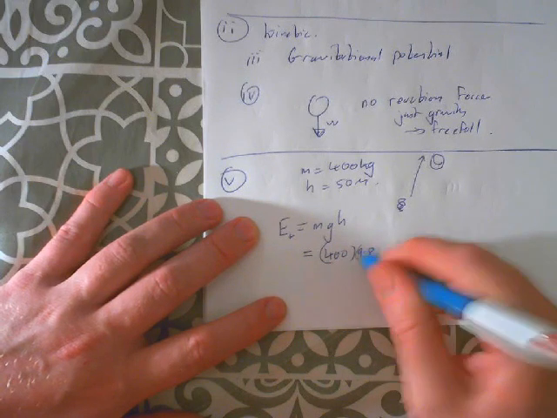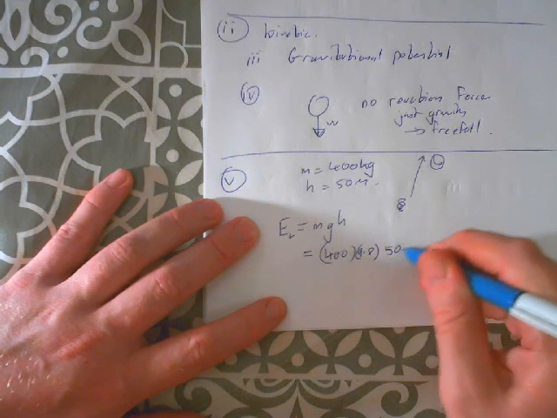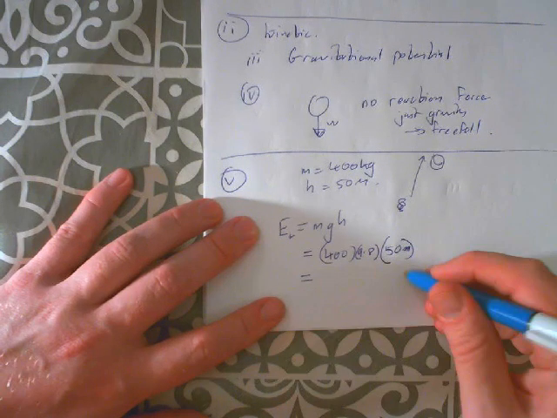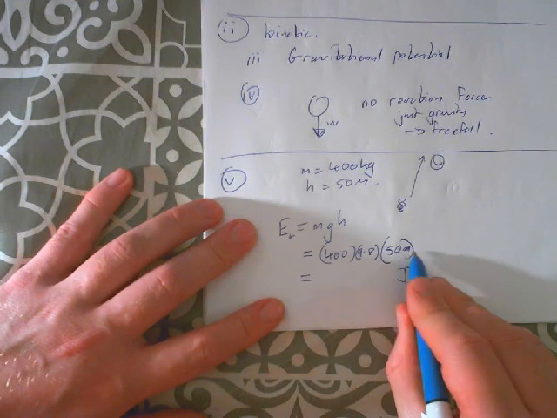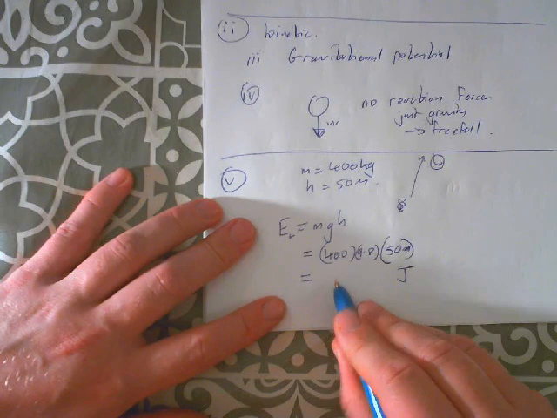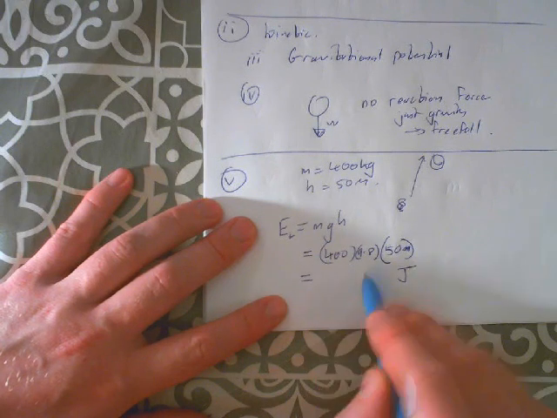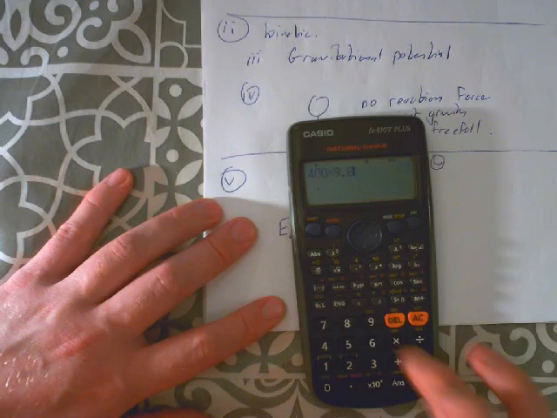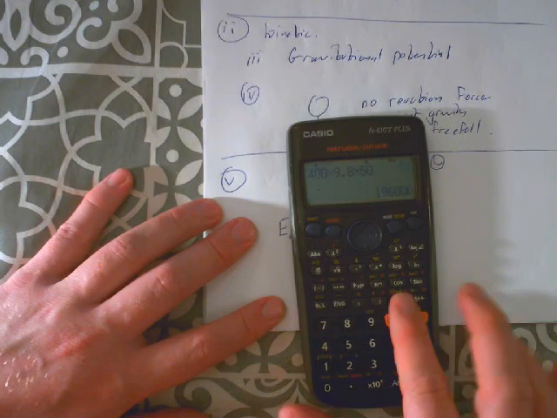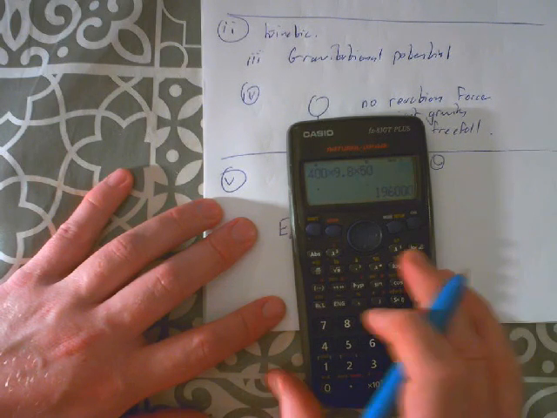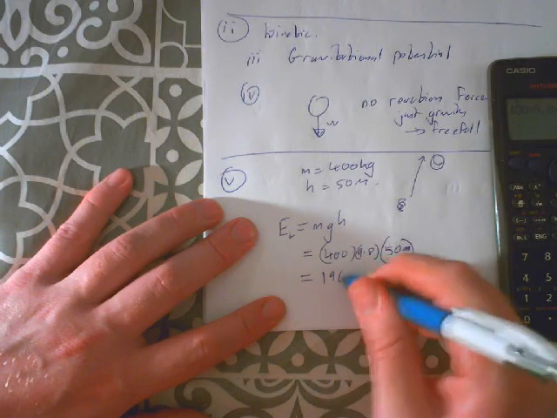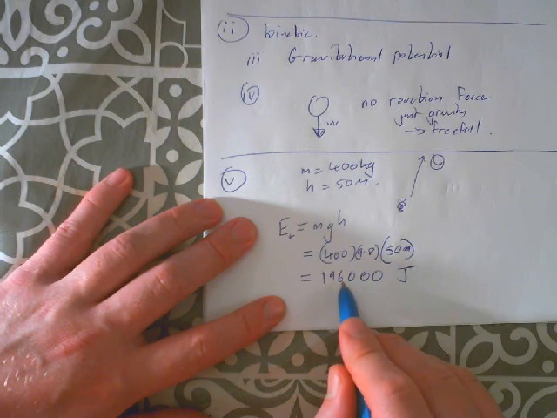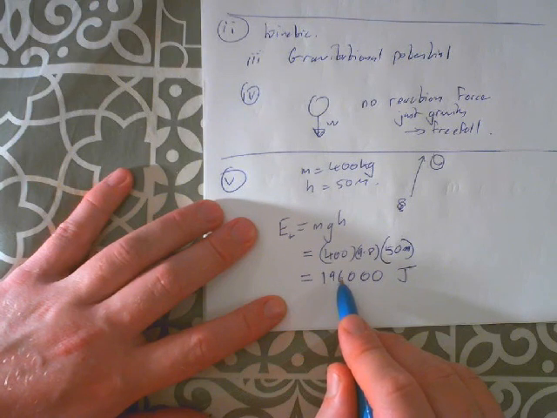So the mass is 400, the acceleration due to gravity is 9.8 meters per second squared, and the height is 50 meters. I'll leave out units for now, but you've got to make sure you put your unit in at the end. It doesn't really matter too much if you leave it out in the calculation itself, as long as you give it at the end. And for energy, it's always going to be joules. So it's going to be 400 times 9.8 times the height, 50. That's 196,000 joules. That's the potential energy that was stored in the springs.